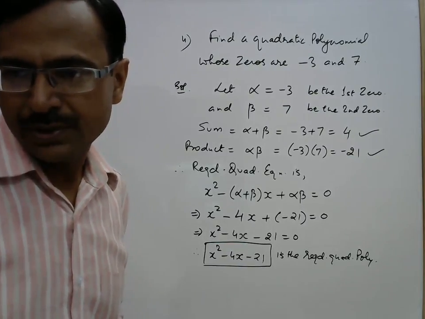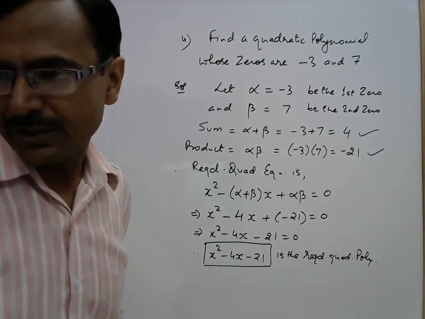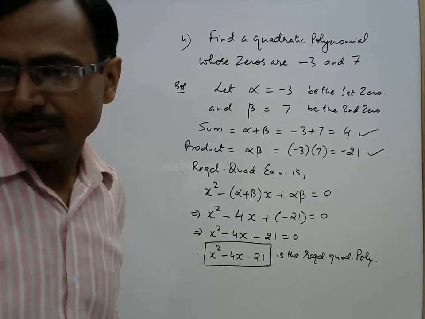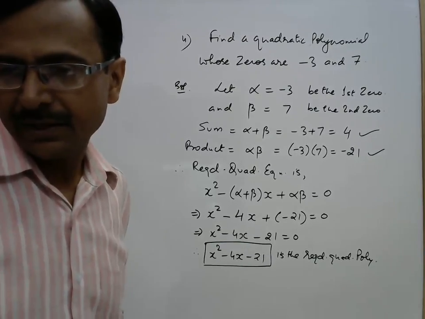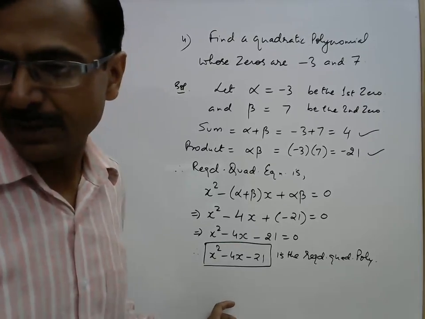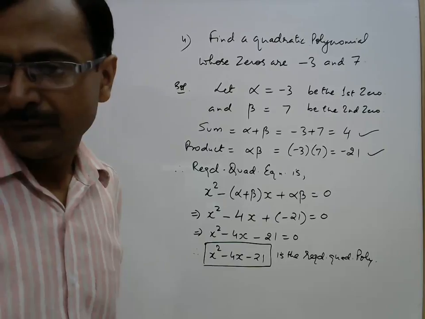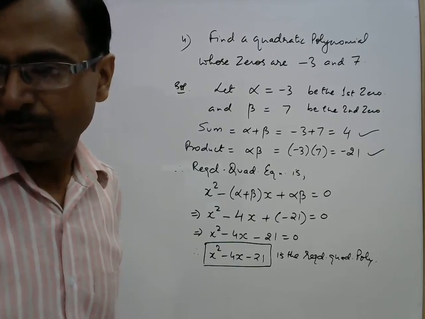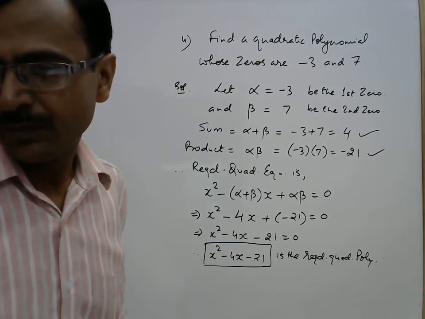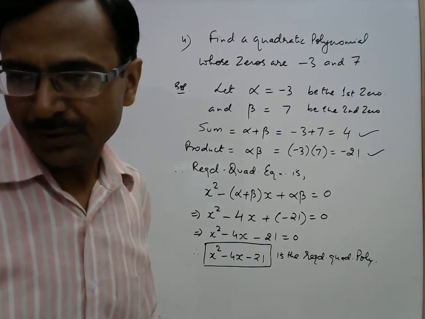So any doubts here? Yeah, students, any doubts here? I'm glad I'm getting the right answers. Many of you have already given x square minus 4x minus 21. Yeah, Mandeep got it right. Raja, very good. Vidhi, always you are right. So keep up the good work.